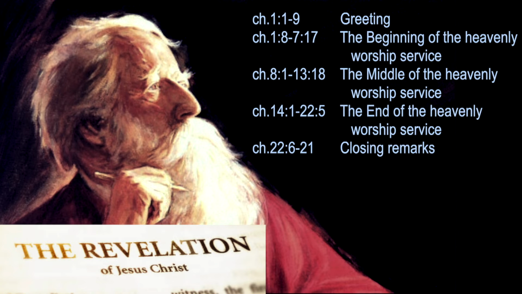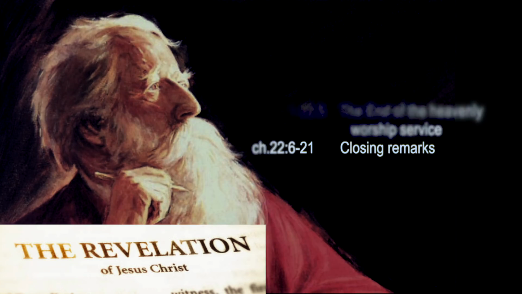Everything that takes place in this part of Revelation is consistent with what happened in a worship service in the Temple of Jerusalem. In chapter 8, verse 1 through chapter 13, verse 18, we have the middle of the heavenly worship service. The things that happened there are consistent with what happened in a worship service in the middle. In Revelation 14, verse 1 through chapter 22, verse 5, we have the end of the heavenly worship service, and the things that happened there are consistent with what happened in a worship service in the Temple of Jerusalem at the end. And then in chapter 22, verses 6 through 21, we have closing remarks.